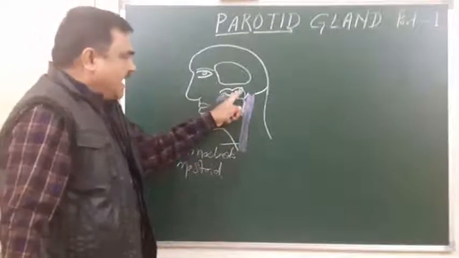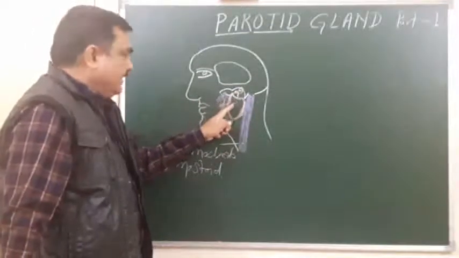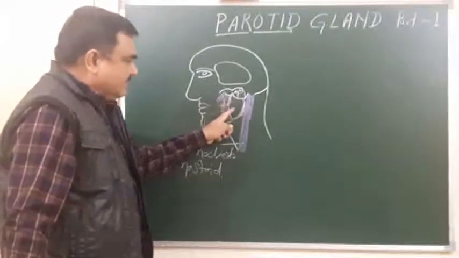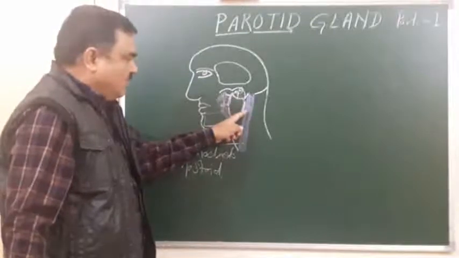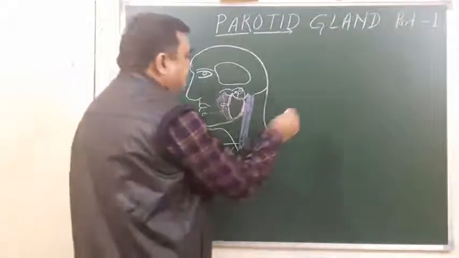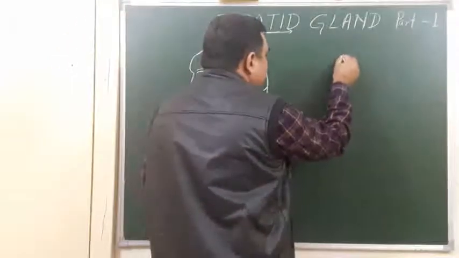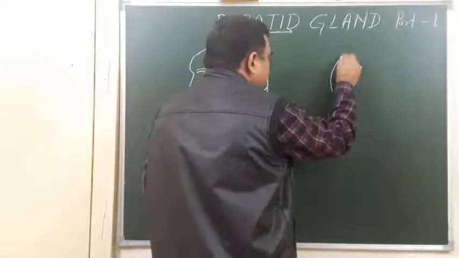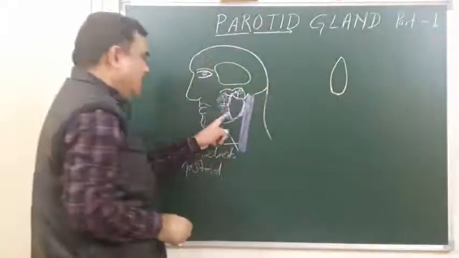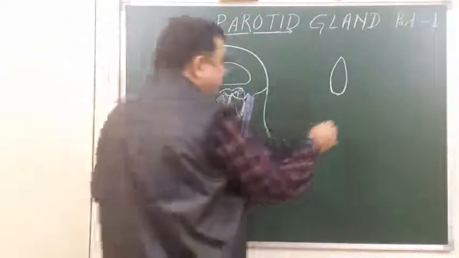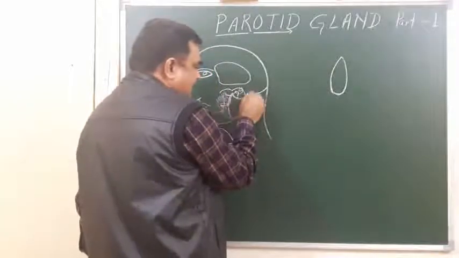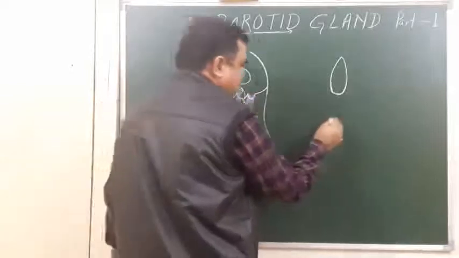It lies below the external acoustic meatus, and anteriorly it is bounded by ramus of the mandible, posteriorly it is bounded by sternocleidomastoid. If you cut a transverse section at this level, you will find this is ramus of the mandible, and posteriorly, there is mastoid process.